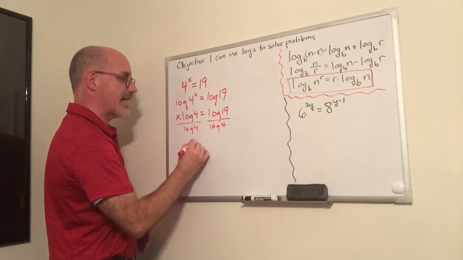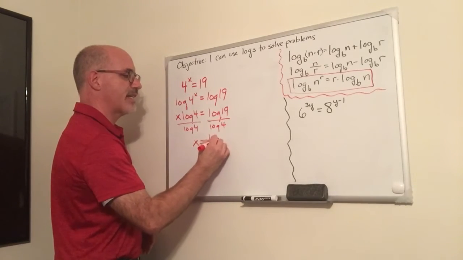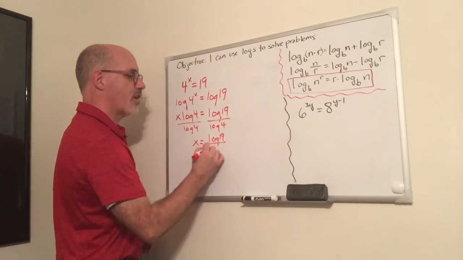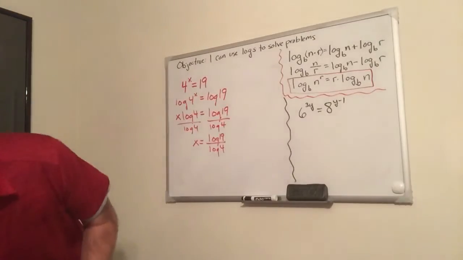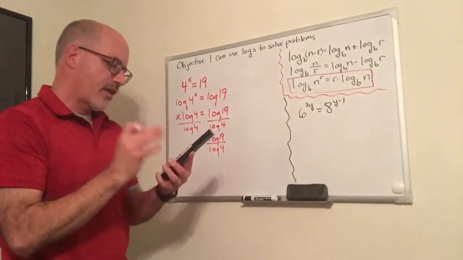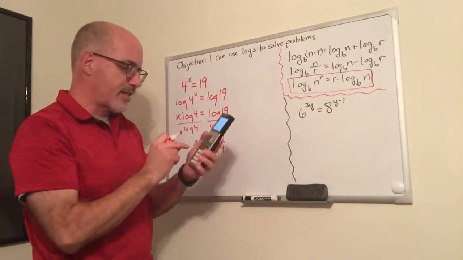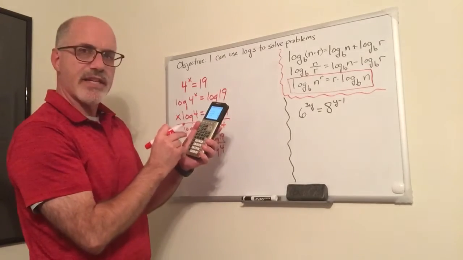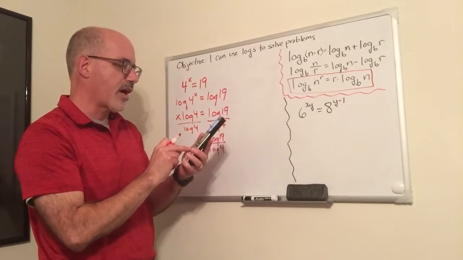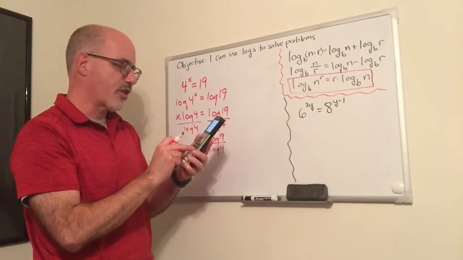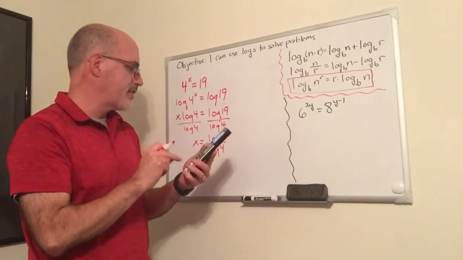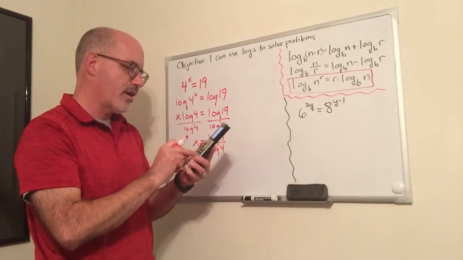And what I get is x equals log of 19 over log of 4, which we can do on our calculator. So you get your calculator out. Now you can use that log key that's on the middle of the left-hand side there. That's the common base, the common log there. Log of 19, make sure you close the parentheses on it, divided by log of 4.